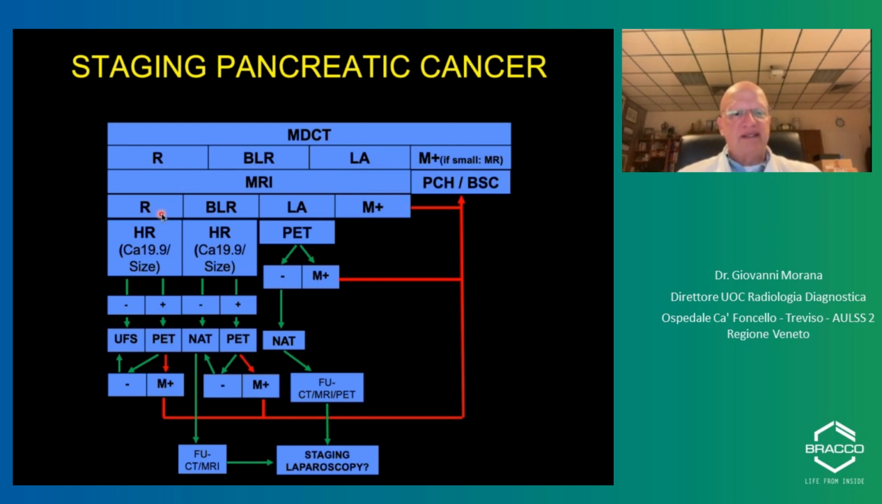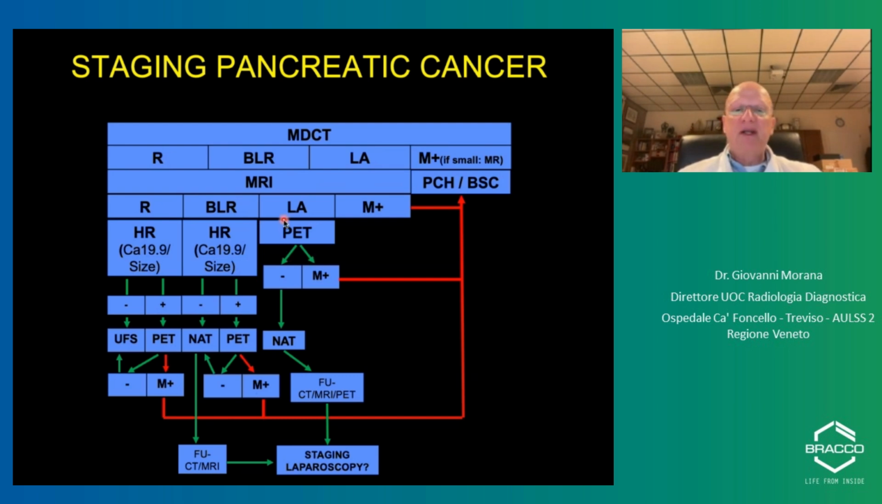In case of a resectable or borderline lesion after MRI, if the patient is high risk, depending on the amount of CA 19.9 or the size of the lesion, there is no high risk: upfront surgery. High risk: the PET is useful, and then if it is negative, go to upfront surgery. Borderline resectable, high risk, no risk. No risk: neoadjuvant therapy and follow-up with CT and MRI. High risk: with PET in order to exclude small metastases.